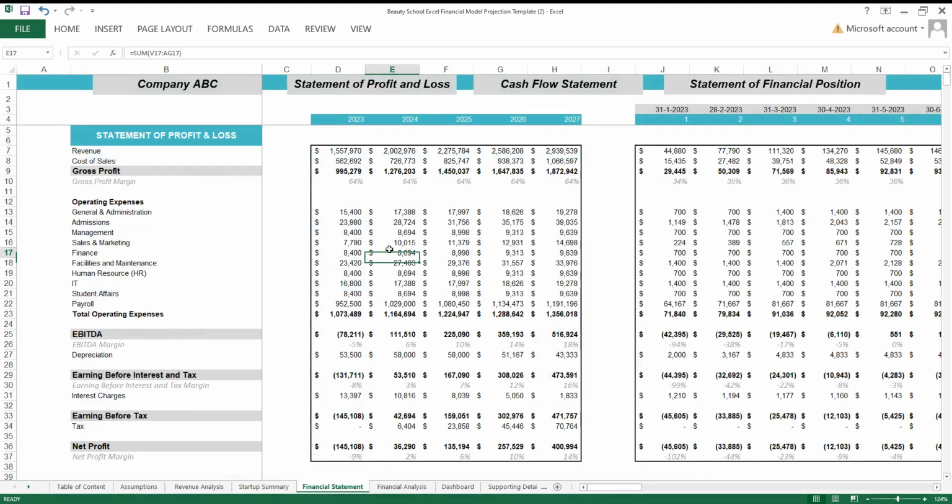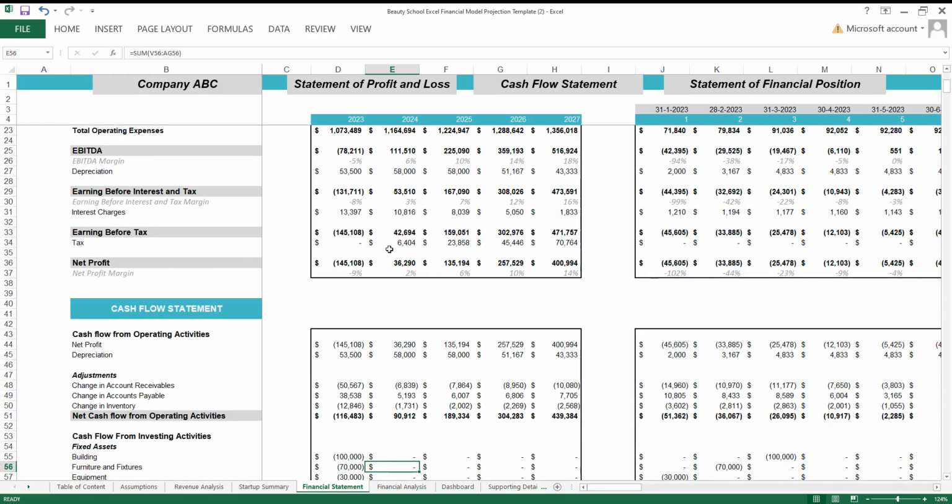Moving on, we have the financial statements. The first financial statement, profit and loss, is forecasted on an annual and monthly basis. We have arrived at net profit by taking into account all the expenses and revenue.